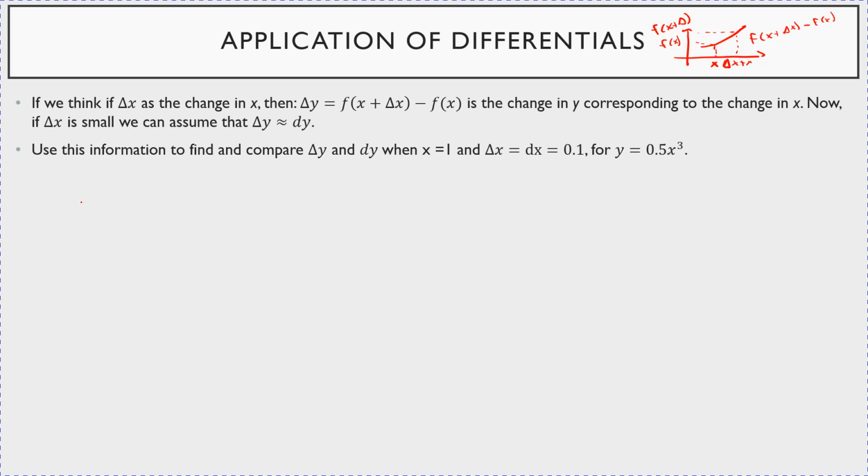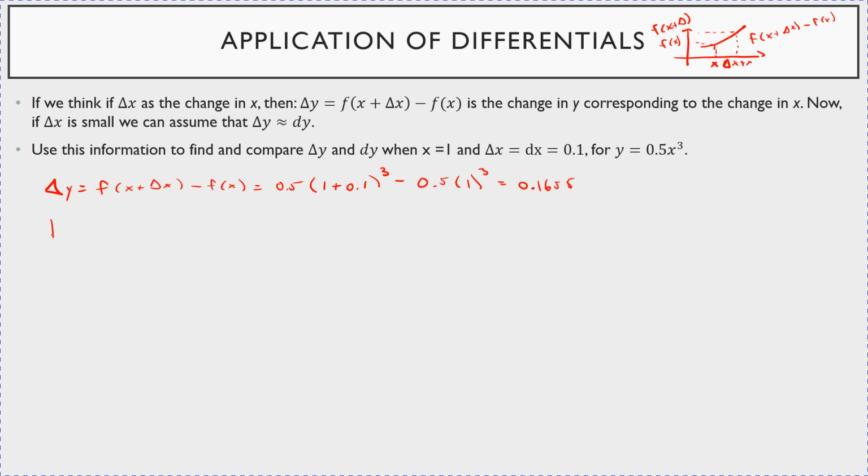All right, so what is delta y? Delta y is just this formula: f of x plus delta x minus f of x. Well, my f of x here is 0.5x cubed. And then what I'm plugging in for x is 1 plus delta x. So 0.5 times (1 plus 0.1) to the third power, minus f of x, which is 0.5, and I'm plugging in for x here, x is 1, to the third power. So if you plug this into your calculator, you'll end up getting 0.1655.